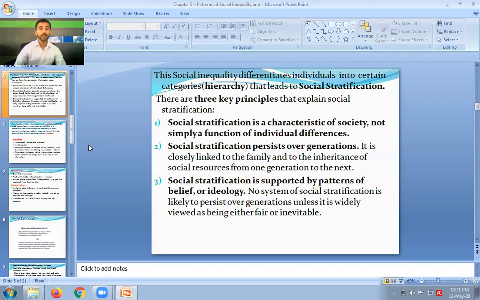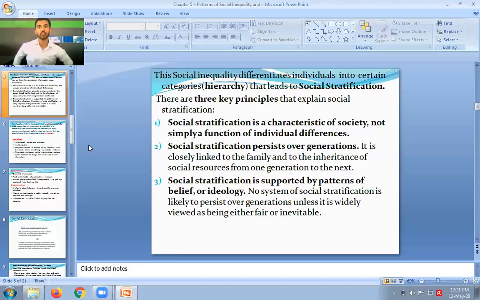And there are certain principles that explain social stratification. Now, what are those three principles? There are three key principles that explain social stratification. Social stratification is a characteristic of society. I'm sure you will be able to relate to this. You will be able to understand this. Social stratification is a characteristic of society, not simply a function of individual differences. Okay, now social stratification exists in society, it is very much a characteristic of society.